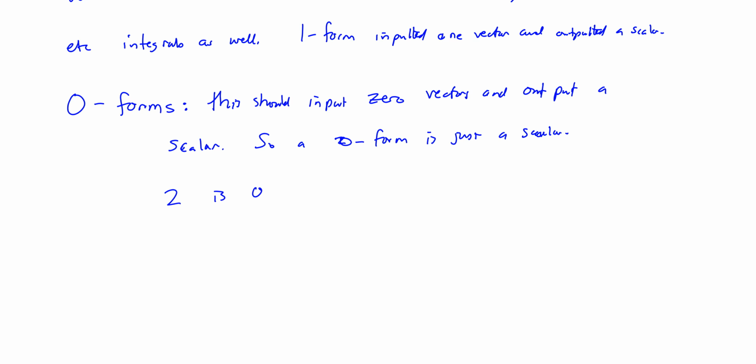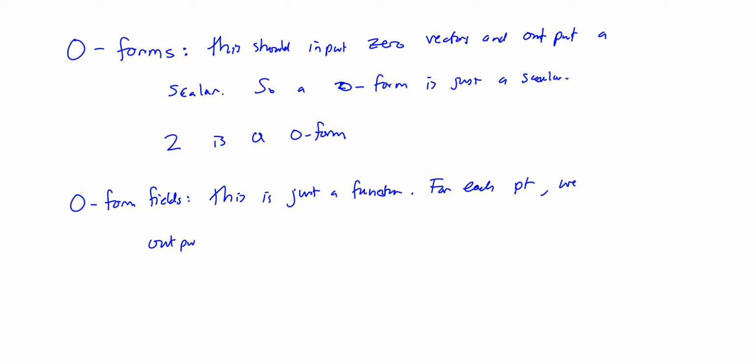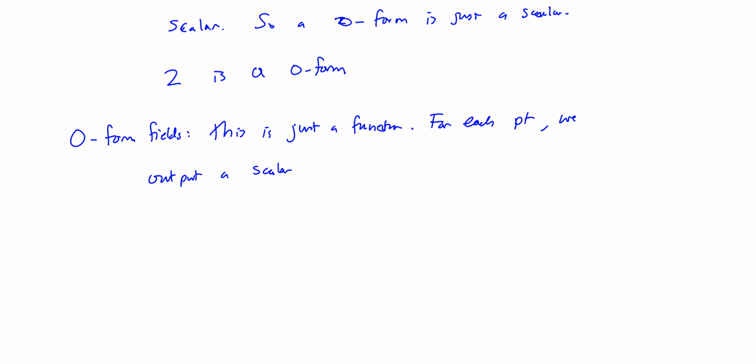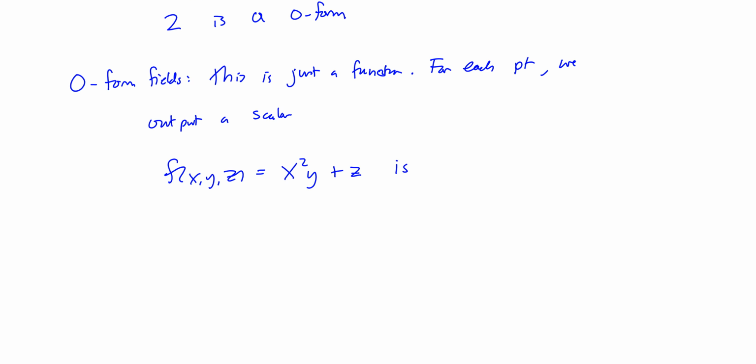For instance, 2 is a zero form. And then zero form fields, well, remember for one form, for each point we associated a one form. So in this case, for each point, we're going to associate a scalar. And so what is that? This is just a function. Anytime we input a point and output a scalar, that's a function. So for example, we could say f of x, y, z being x squared y plus z. This is a zero form field. So that's pretty easy. This is just new language for something we've worked with for a long time, just functions and scalars.